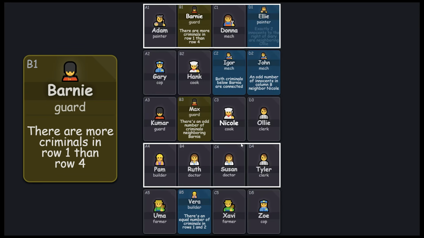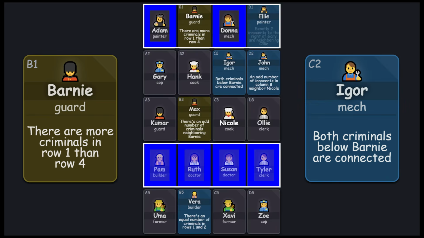There are more criminals in row 1 than row 4. Let me show you how I approach clues like this. The first thing I do is I assume row 1 has only one criminal. Then everyone in row 4 would be innocent. And following Igor's clue, Hank would be a criminal. And then I will reverse the chain and see if any contradiction happens.